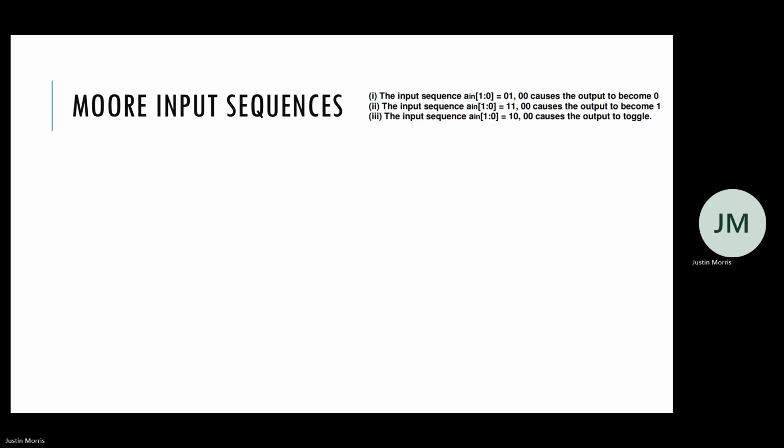So this is going to be a Moore machine, and this is the description. My input is 2 bits, A[1:0], and my output is just 1 bit. The question is, when am I going to toggle the output? So let's just start with initially I'm in state S0, and I'm going to output 0. And this is just my initial state.